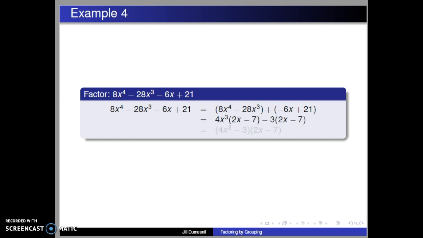So we get 4x cubed times (2x minus 7) minus 3 times (2x minus 7). Notice the common binomial factor of 2x minus 7. When we factor this out, our remaining factor is 4x cubed minus 3. Even though factoring by grouping requires an even number of terms, this technique will be useful when factoring quadratic trinomials.